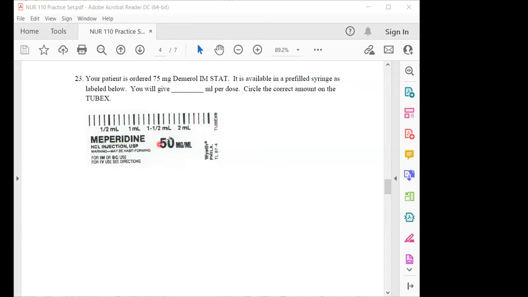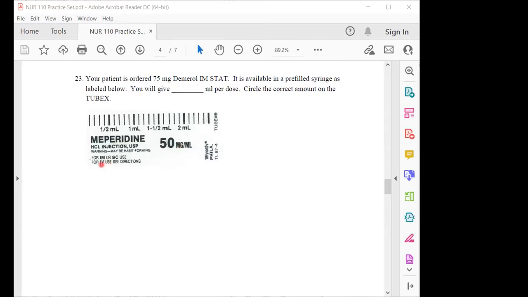Now, sometimes you're not going to be given the label, but most of the time you should see a label. If this is your first time looking at a label, a couple things. The bold print word is the name of the medication. Then you have the strength of the medication listed off to the side. And this is what's important for solving these types of questions, knowing what the strength is. So for this, it's 50 milligrams per milliliter. So every milliliter of this injectable will give 50 milligrams of the meperidine.